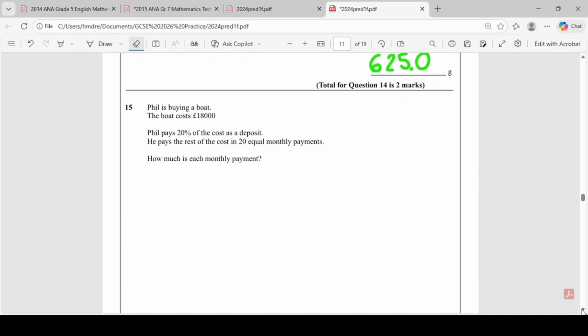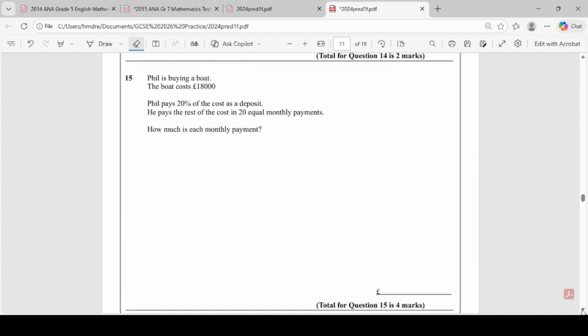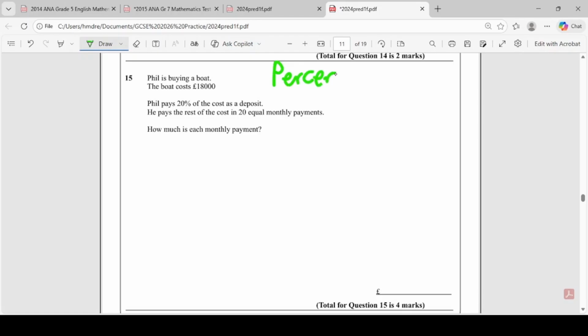Question 15. Phil is buying a boat. The boat costs £18,000. Phil pays 20% of the cost as a deposit, and he pays the rest of the cost in 20 equal monthly payments. How much is each monthly payment? Okay, so they're testing our percentages here. And also our division.